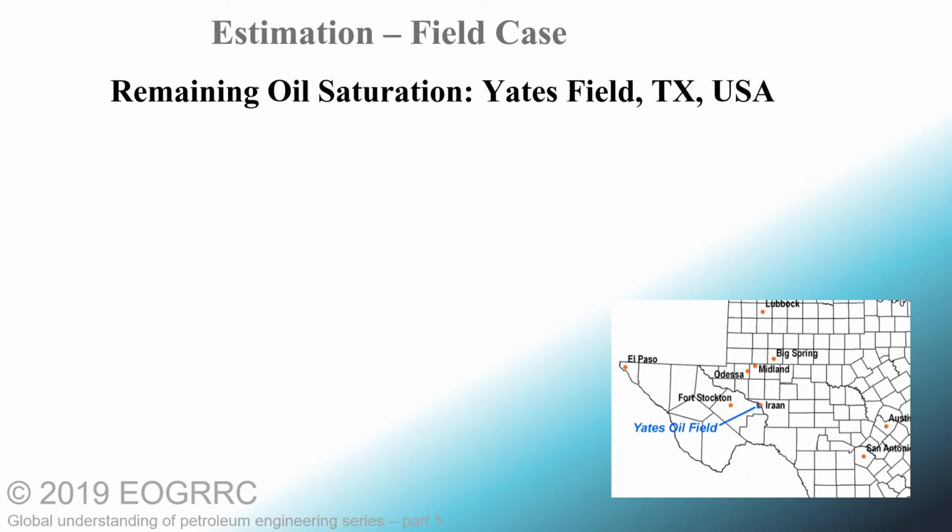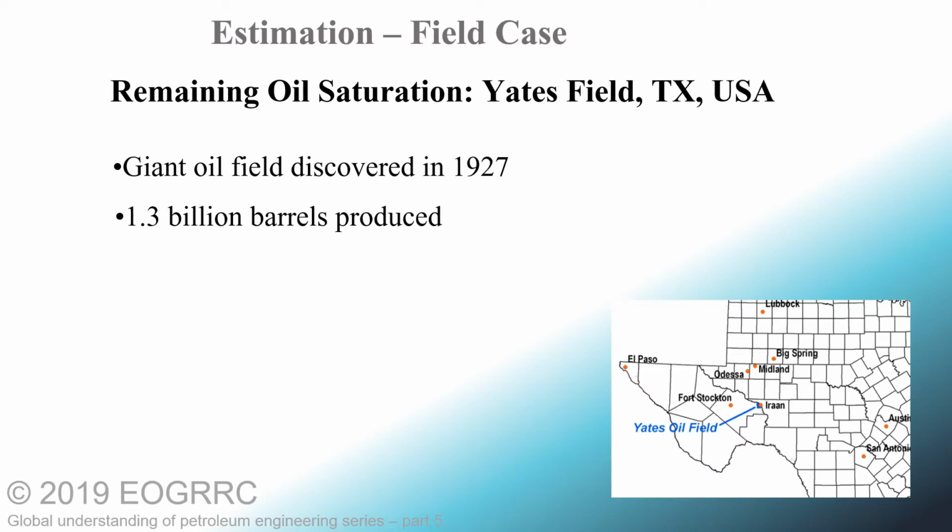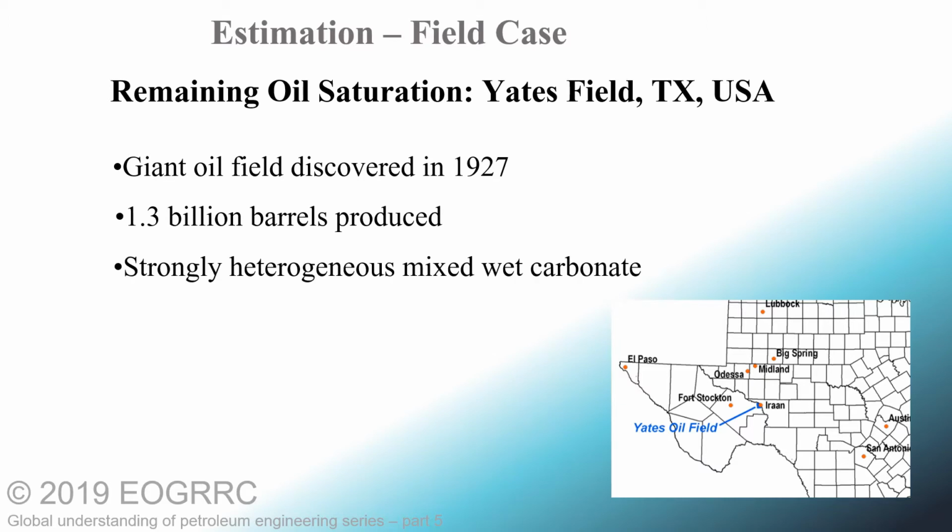Now, to understand the importance of using a correct estimation technique, let's look at this field case in the Yates Field of Texas in the USA. The Yates Field was discovered in 1927 in West Texas, and 1.3 billion barrels have been produced since the beginning of its production. It's a strongly heterogeneous mixed wet carbonate reservoir, and there are 1,100 producers and 57 injectors dated in 1992.